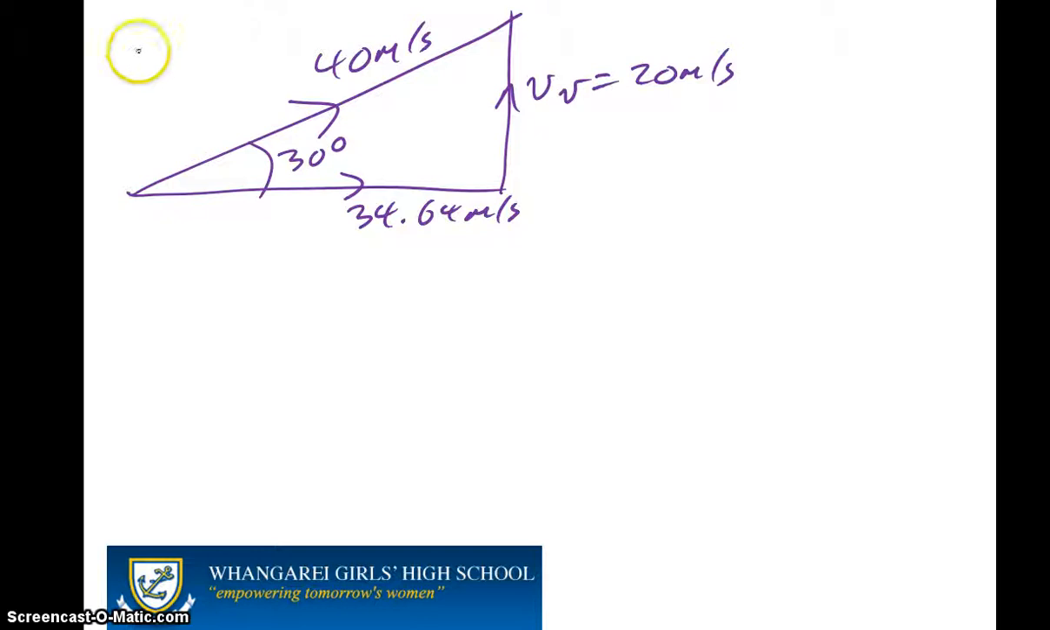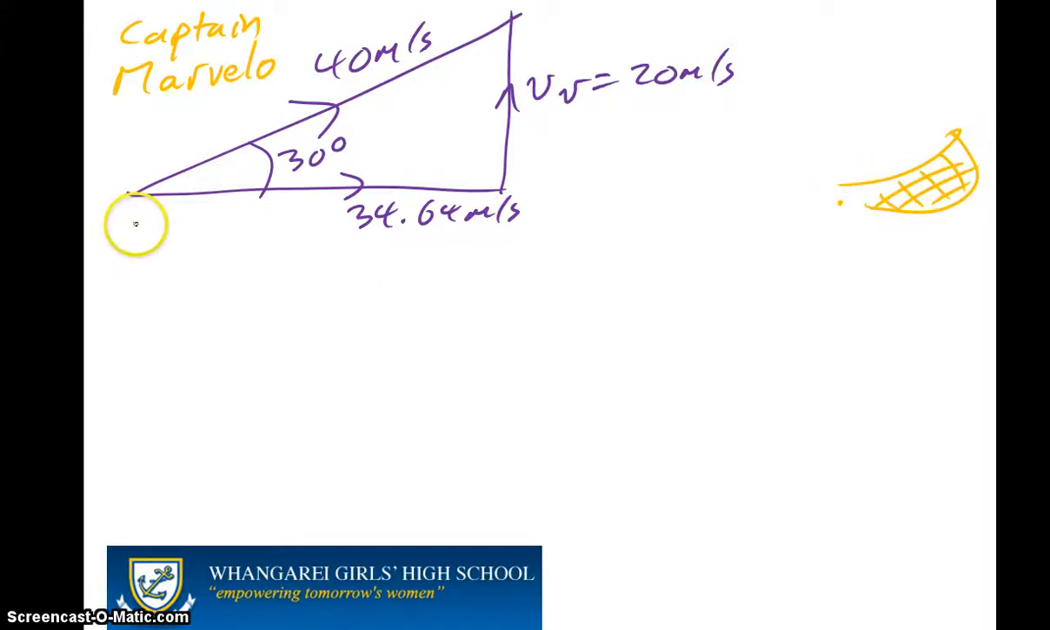Let's say it was Captain Marvelo, who is a human cannonball specialist, and he really wants to know how far down here, this side here, he should put his catch net. This matters big time, so we need to find the range from there to there. Well, what we do is we can break one big hard problem into two easier ones.